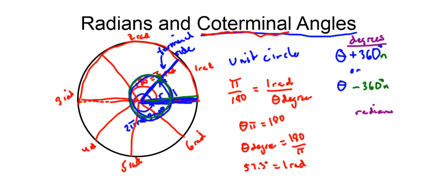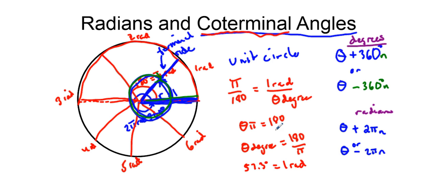we would do the same thing. We take our angle, remember this is in radians, and instead of adding 360, we add 2 pi. If we wanted to go the other way, we could subtract 2 pi. We would do that n times, n being any integer, and multiply that, and that gives us our coterminal angles. That's all we do.